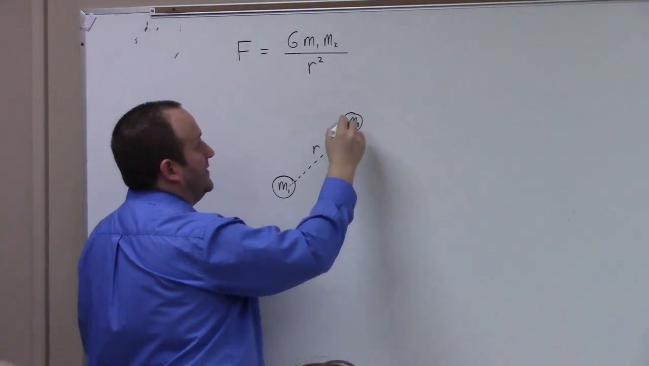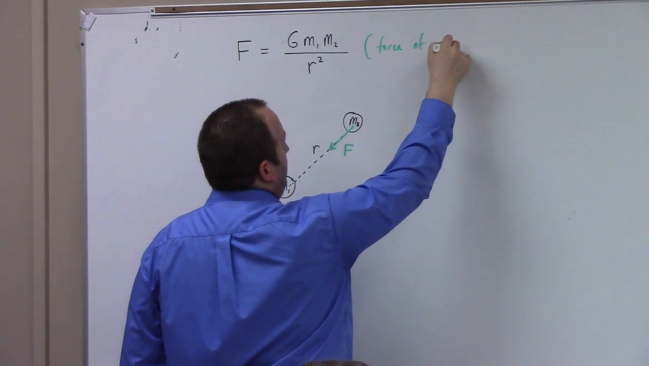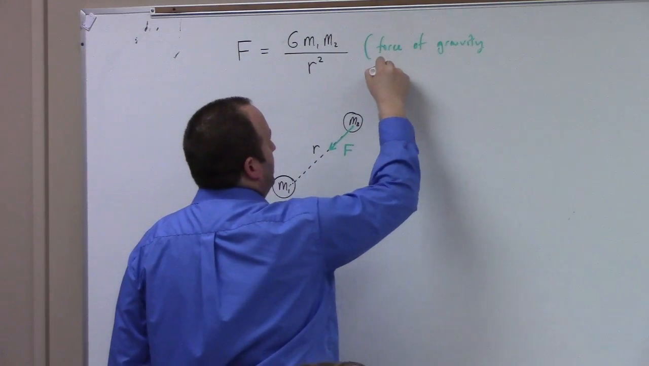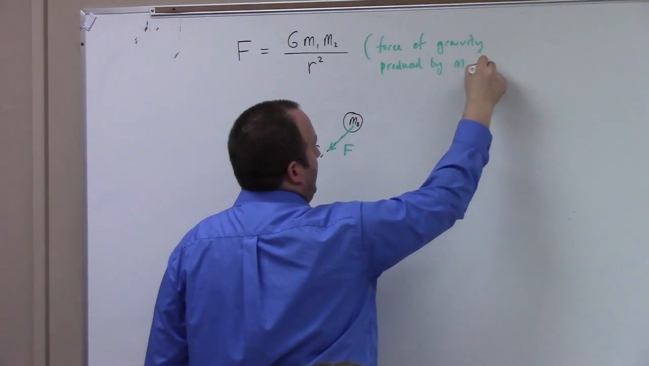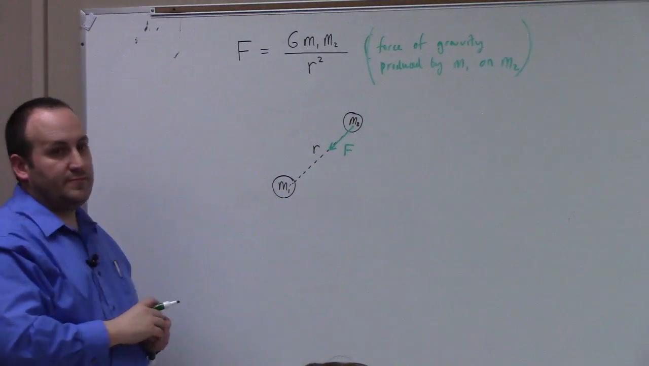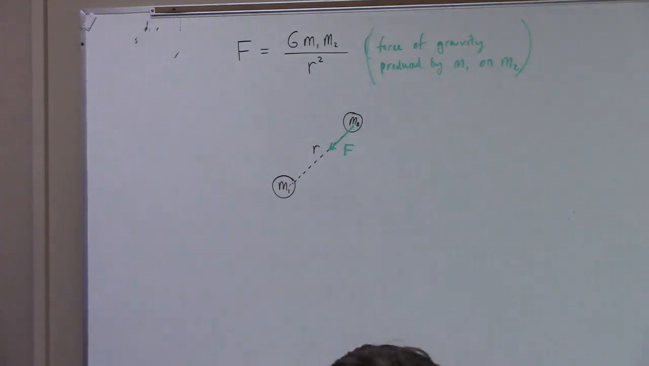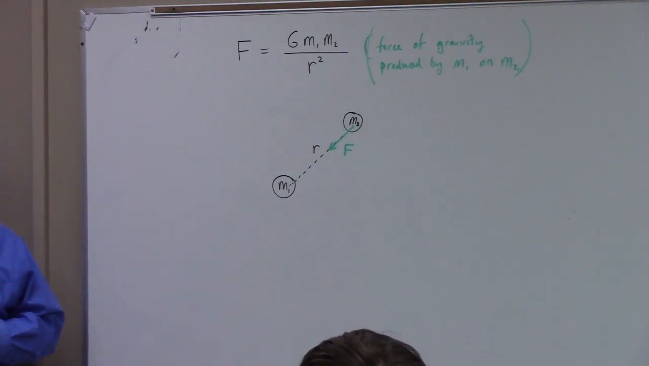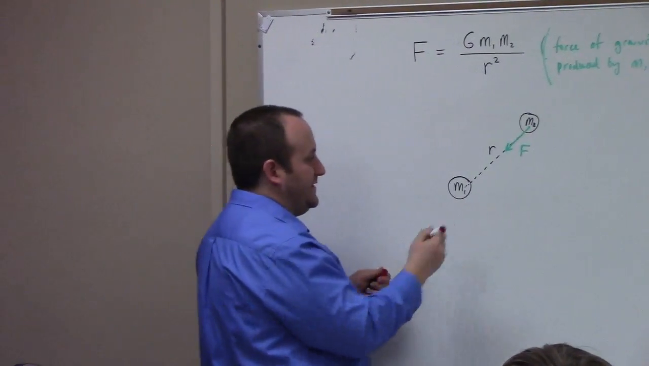It's like this, right? This is the force of gravity produced by M1 on M2. In other words, this is the gravitational attraction of M1 on M2. It pulls M2 towards M1 along the line which connects them. These come in a third law pair. What's the force of gravity of M2 on M1? Same magnitude, but if I was to graph it, it would be like this, right?